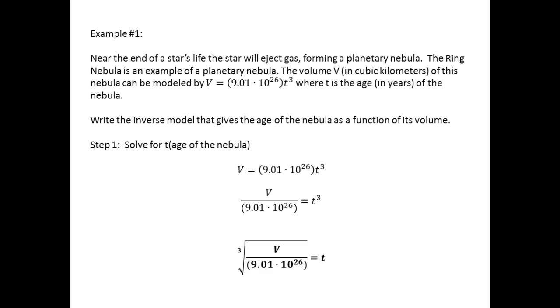So, here we are. We start with the equation we're given. V is equal to 9.01 times 10 to the 26th power times T cubed. So we'll divide both sides of the equation by 9.01 times 10 to the 26th power. We don't try to figure out what that is yet. We just put it there, exponent and all, in the denominator. And now we have T to the third power on one side of the equation, which means we can take the cube root of both sides of the equation and solve for T.